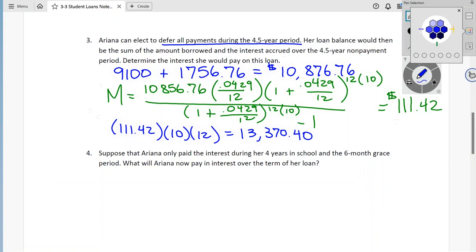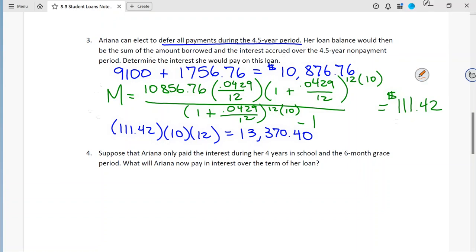Let's pick a new color. Let's go orange. So not all that is the interest she would pay, right? Because some of that money is paying back the $9,100 that she borrowed. Okay, so if you then subtract, I'm kind of running out of space here, 13,370.40, and subtract how much she borrowed, then it's a total of 4,270.40.